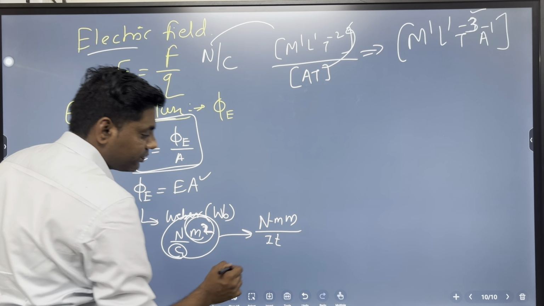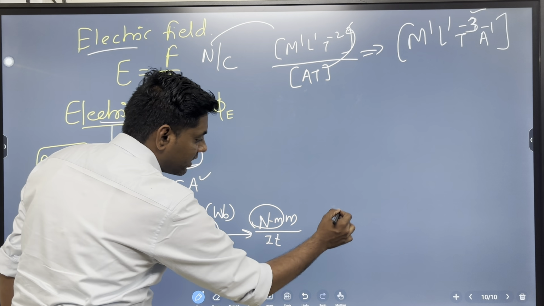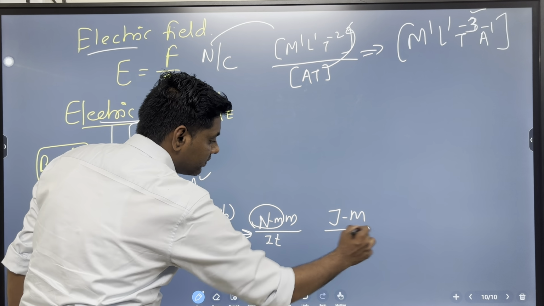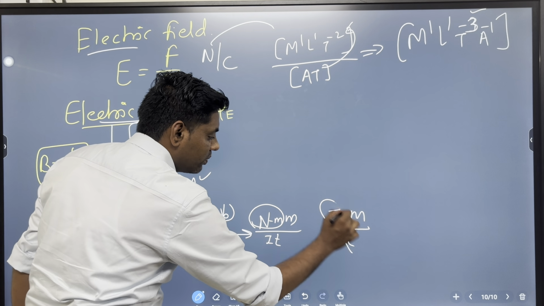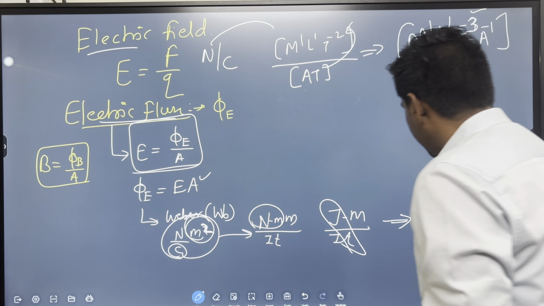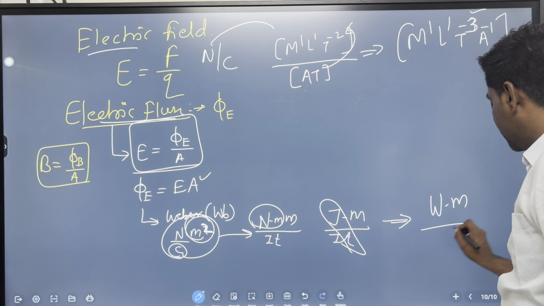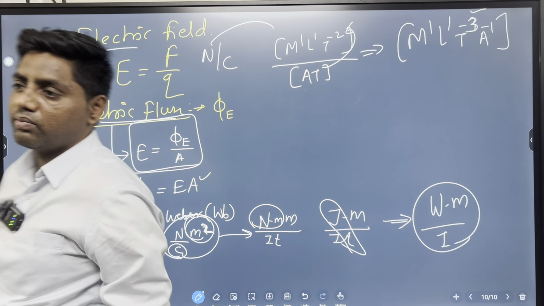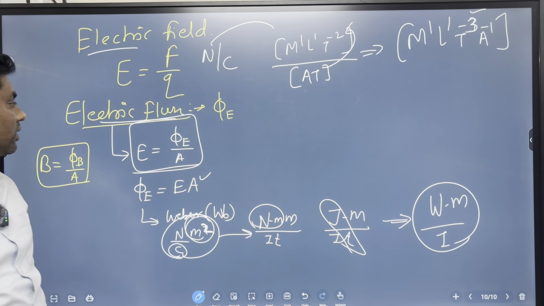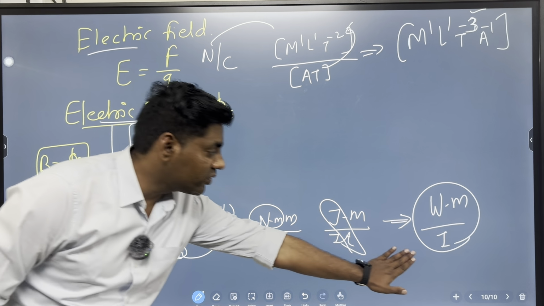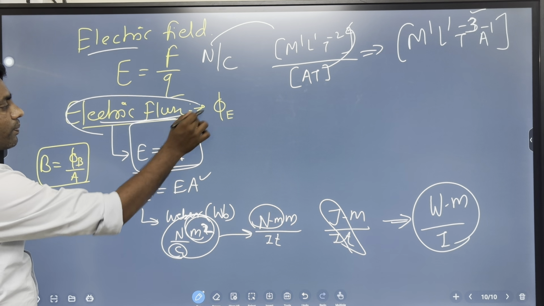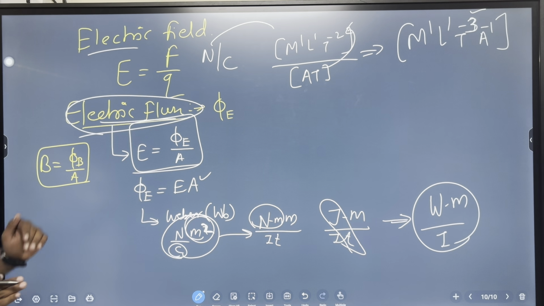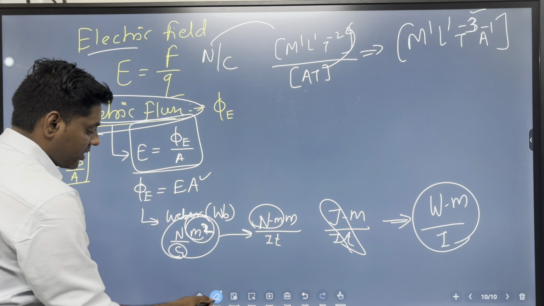I for current and T for time, that is IT. So we know that Newton meter we can write joule, and joule per second, that is we can write watts, meter divided by current. So remember, this is also one more SI unit for electric flux. Very simple.